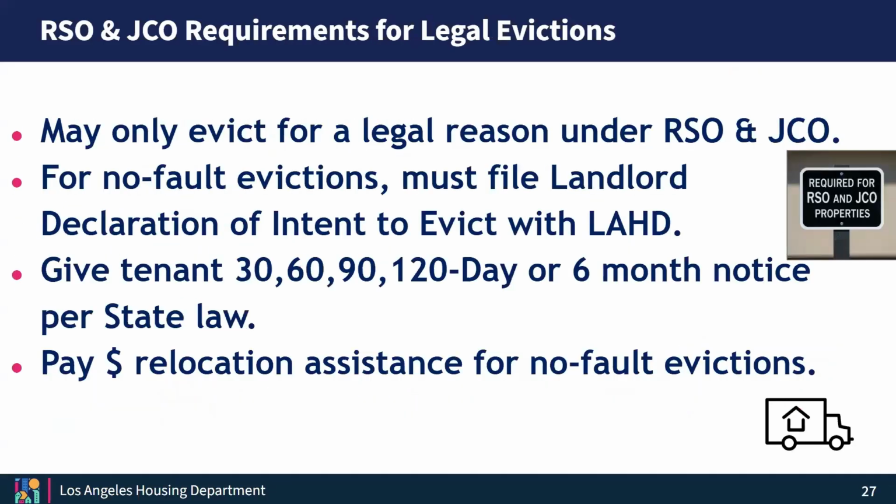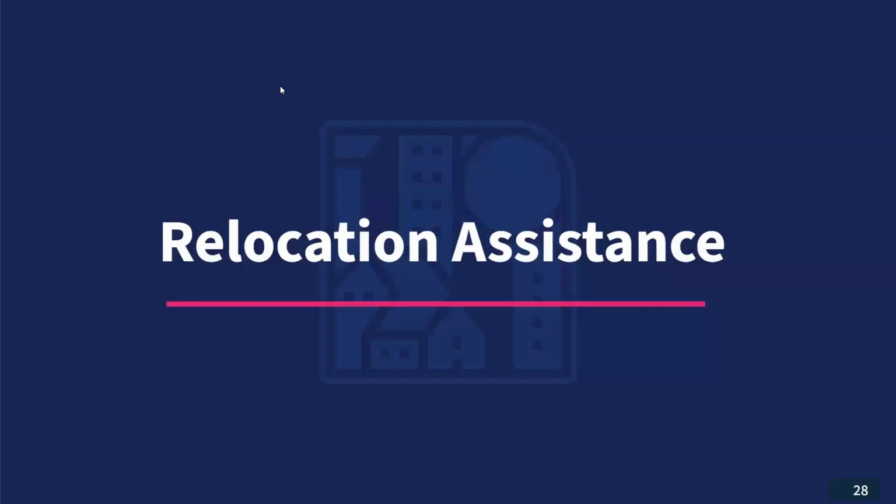Next slide. RSO and JCO requirements for legal evictions: landlords may only evict for a legal reason under RSO and JCO. For no fault evictions, landlords must file a declaration of intent to evict with the Los Angeles Housing Department, give the tenant a 30, 60, 90, 120 day or 6-month notice per state law, and pay relocation assistance for no fault evictions. Next slide. Relocation assistance.